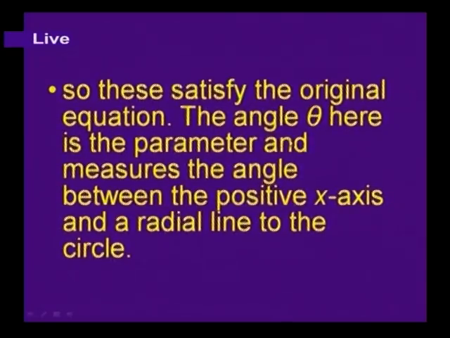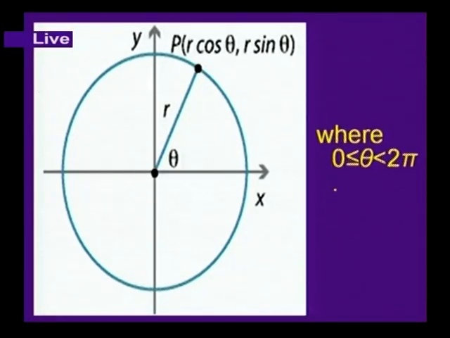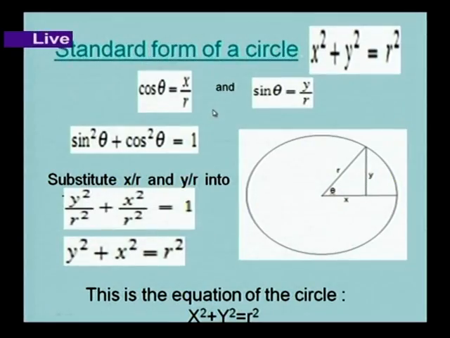Here the angle theta is the parameter and measures the angle between the positive x axis and the radial line to the circle. Here we have the diagram of a circle with a point P with parametric equations r cos theta, r sin theta. We are proving that x square plus y square is equal to r square, the standard form of a circle. Cos theta is x by r, sin theta is y by r.